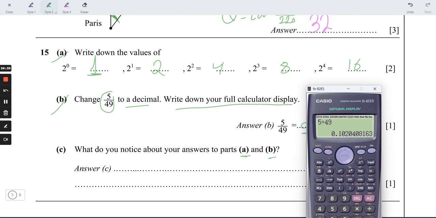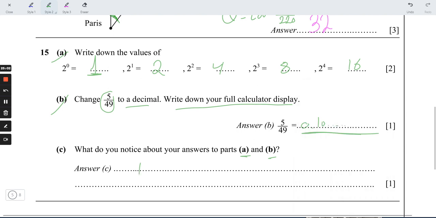So in part A we have 1, 2, 4, 8, 16. It seems that it is the same sequence, starting from 1, then 0.2, 0.4, 0.8, then 1.6. 2 to the power of 5, you will get 32. So we can say that it is the same sequence.